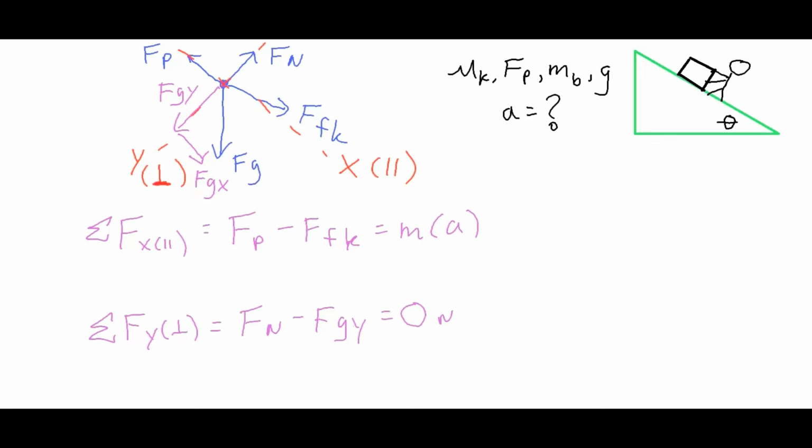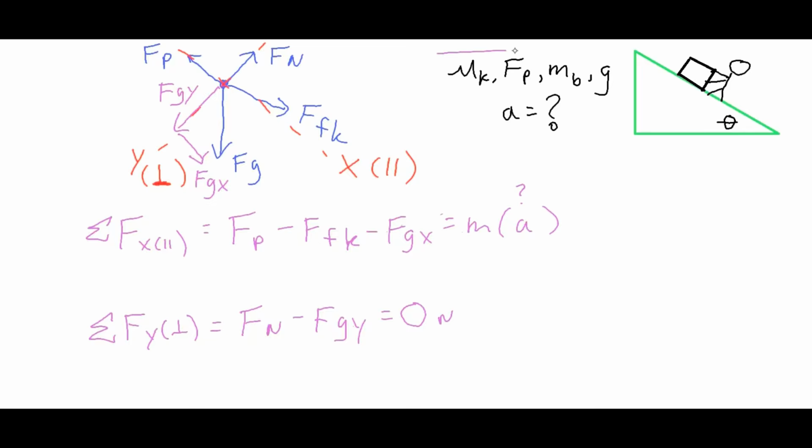Okay, actually I noticed I made a mistake in the first part. We have Fp minus Ffk, and then also I forgot to subtract my Fgx, because that's going down the ramp as well. All right, so I got all my horizontal forces, all my vertical ones, and now we're ready to go with doing some substitution. So we know we eventually want to solve for the acceleration, so we're going to have to do a little bit of trig and moving stuff around as well.